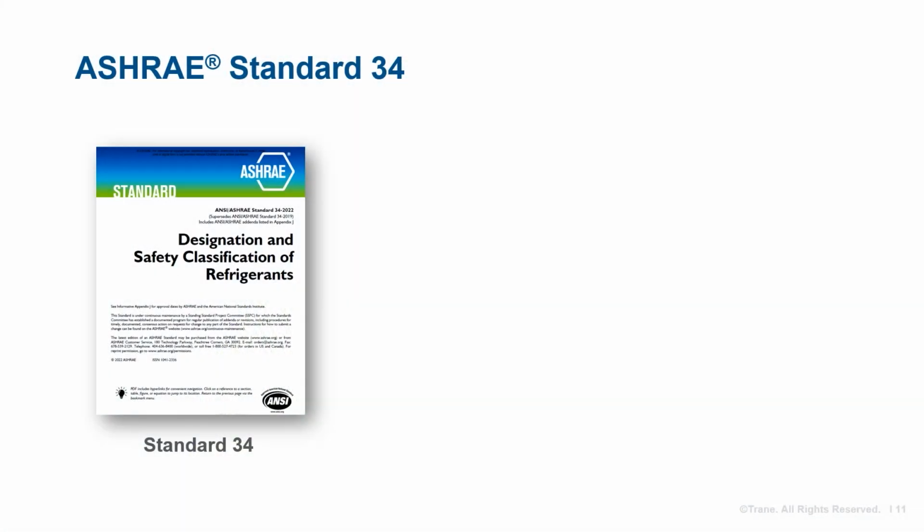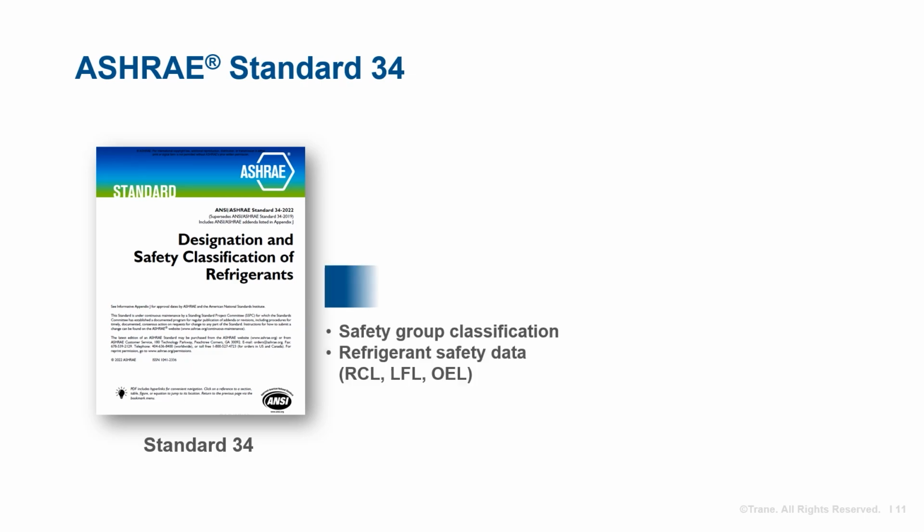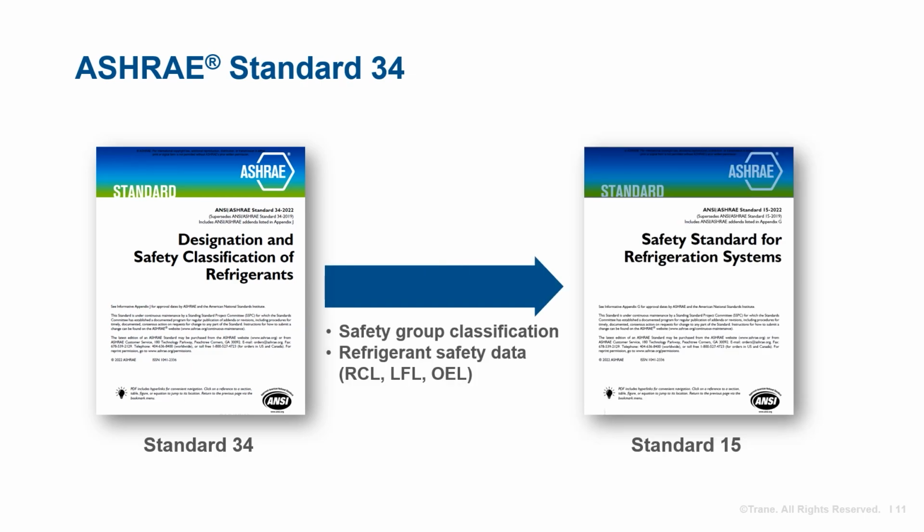For the first step, Standard 15 references a different companion standard. ASHRAE Standard 34 designates the safety group classification of various refrigerants, and it also provides relevant safety data that Standard 15 uses in its requirements. So Steve is going to spend a few minutes here to explain Standard 34. Steve?